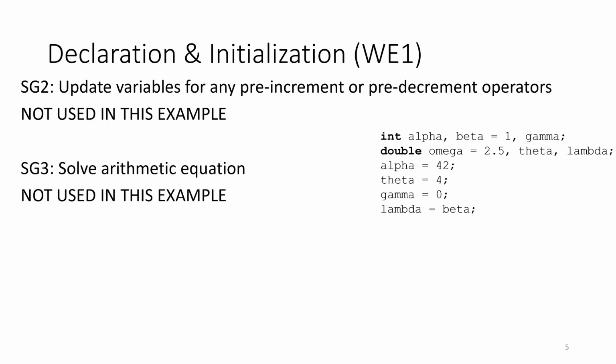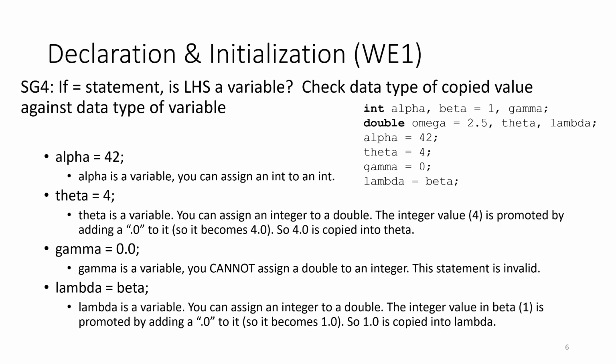Subgoal 2 is not used in this example. Subgoal 3 is not used in this example. For subgoal 4, we're looking to see in assignment statements, is the left-hand side of the assignment statement a variable? And then check the data type of the copied value on the right-hand side of the assignment statement against the data type of the variable.